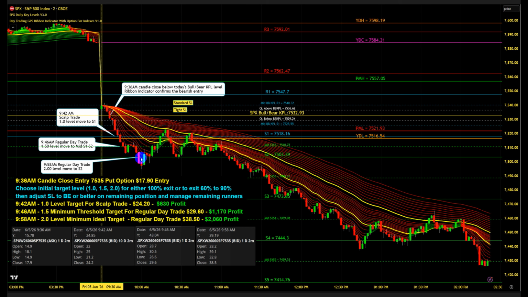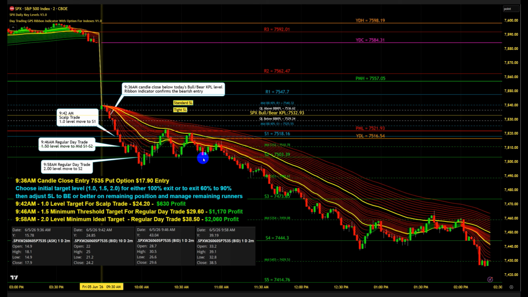The market ultimately reached all 3 initial target levels. In other sessions, price may only reach the scalp target, the minimum regular day trade target, or potentially extend well beyond the ideal 2-level target objective. The key advantage of the framework is that traders know their entry criteria, profit objectives, risk parameters, and trade management plan before the trade is ever entered.